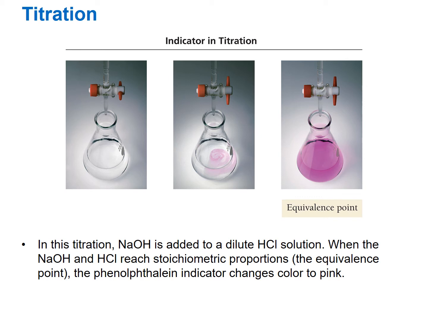The indicator that's being used in this example, which would have been the one we would have used in our lab, is phenolphthalein. I'm mispronouncing it horribly. Phenolphthalein. There we go. So yeah, it's kind of fun to play with that. And then we do a bunch of calculations around it. That's the downside. But the pink is really pretty.